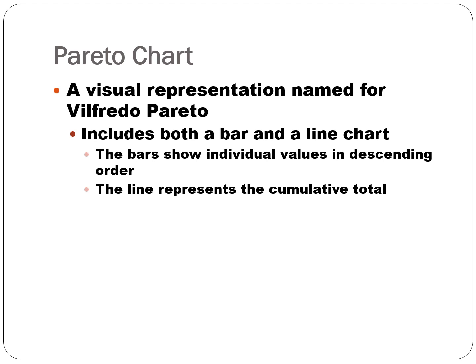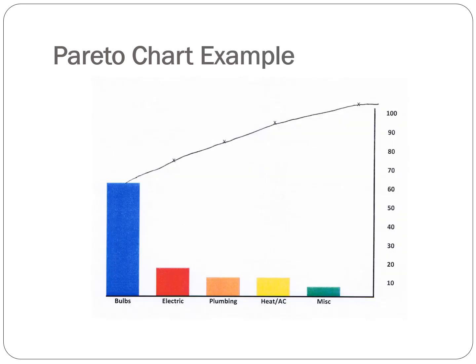The bars in a Pareto chart show individual values in descending order from most to least, and the line represents the cumulative total. There's an example of a Pareto chart on the next slide that will make this more clear for you. And here's that example.